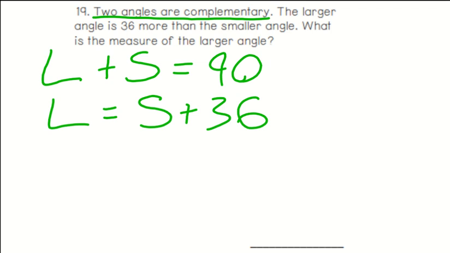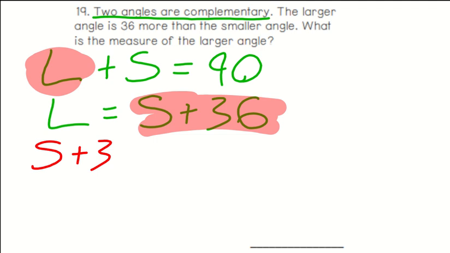Not so bad, right? So now, what I'll do is I'm going to substitute. Since this one is L equals, I'm going to take L out of the equation up here, and I'm going to put this in place of it. So now I'm going to have s plus 36 in place of it in the first equation. I still have the plus s that was already there, and now it equals 90.